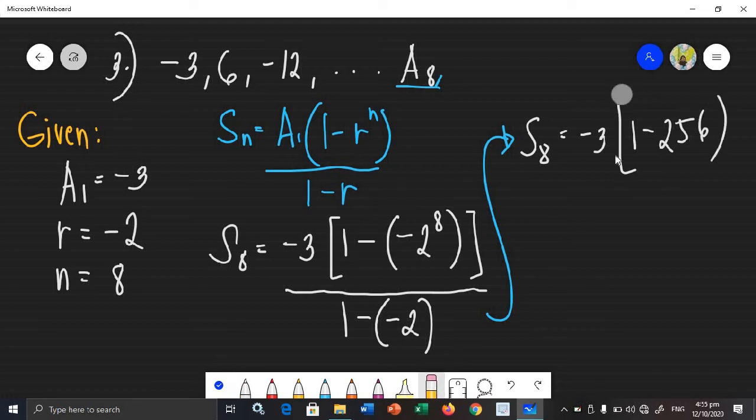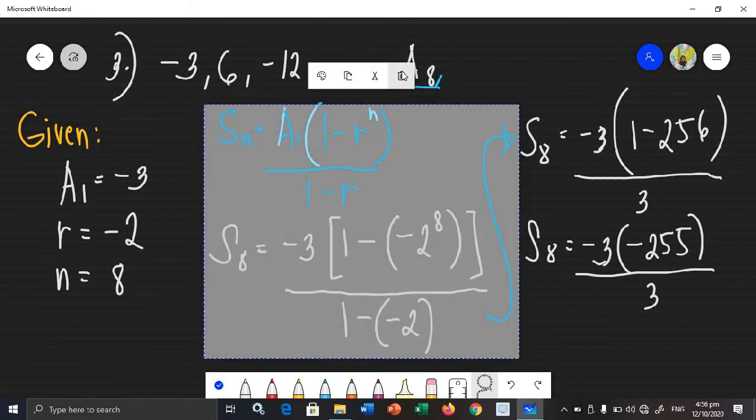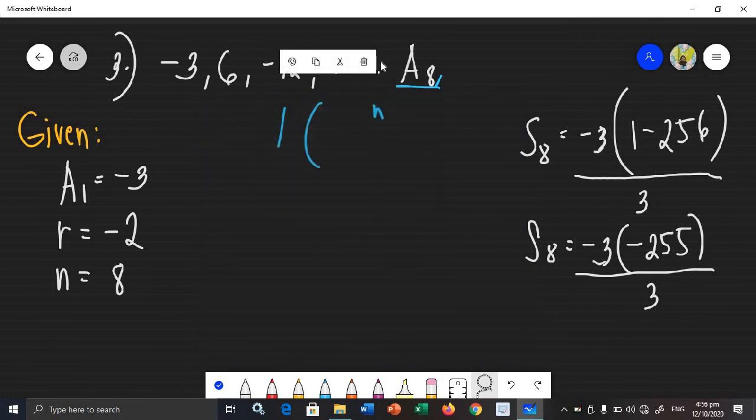Okay? All over 1 minus negative 2. The answer is 3. Okay? So, S sub 8 is equal to negative 3 times the quantity 1 minus 256. The answer is negative 255 all over 3. Okay? So, delete ko lang po ito para ma-continue natin yung solution.